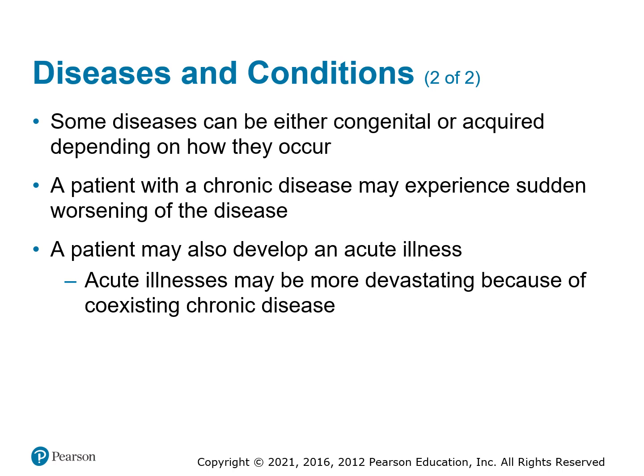A patient with chronic disease may experience sudden worsening of the disease. A patient may also develop an acute illness. So an acute illness may be more devastating because of coexisting chronic illness.